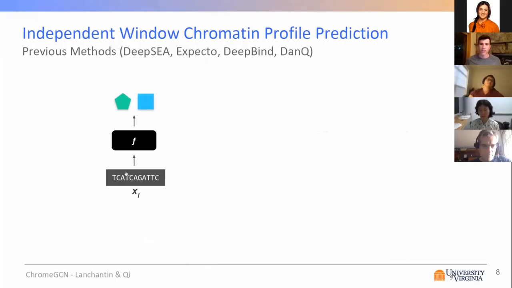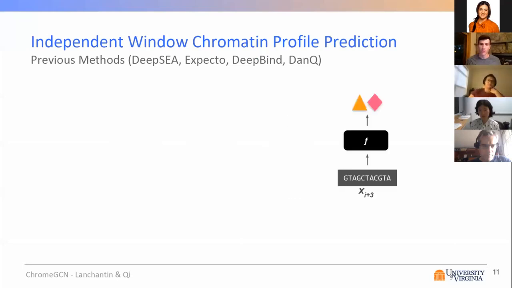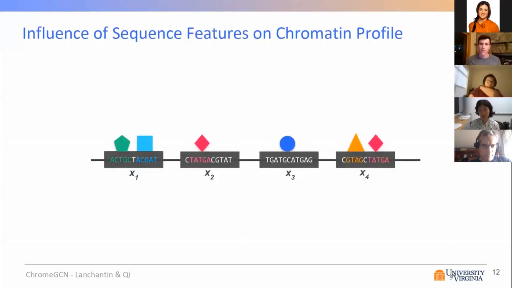So previous state-of-the-art methods for this task predict the state of each DNA window independently of all other windows. So they'll take one window, predict the chromatin elements that are present there, move to the next window, predict the chromatin elements, and so on. So these types of models are fairly accurate due to the influence of local sequence features on the chromatin elements.